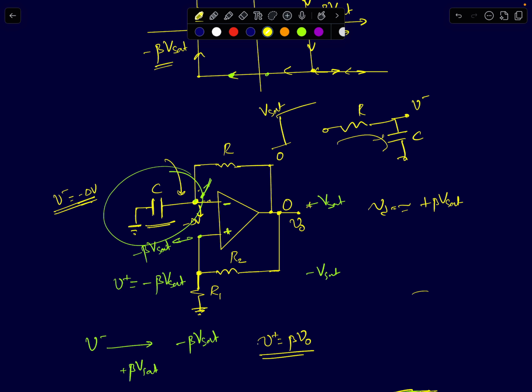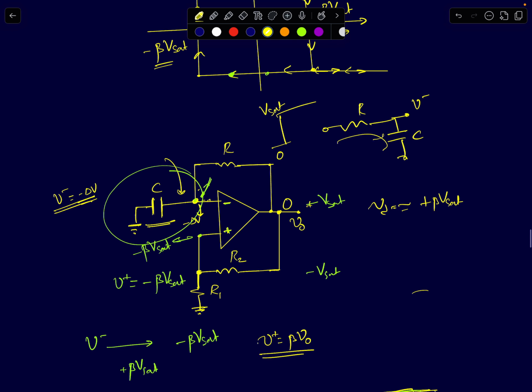I'll talk about oscillators in greater detail. I'm working on a lecture series on PLLs and some interesting stuff about PLLs and oscillators. In that I'll go into much greater detail and depth. But for somebody who is just learning basic op-amp circuits, I think this is sufficient.